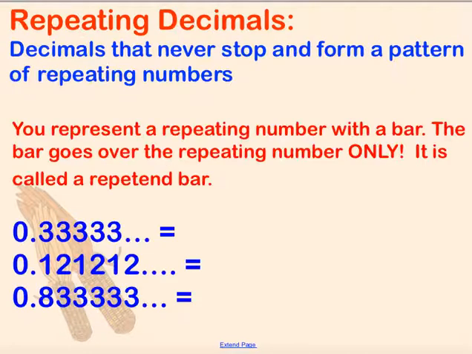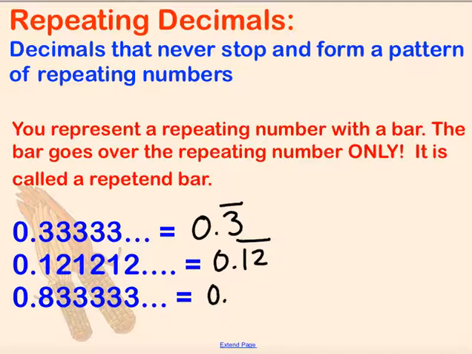Whereas repeating decimals, we would say these are decimals that never stop and form a pattern of repeating numbers. We represent them with a bar called a repetend, and it goes only over the ones that need repeating. So like if we have 0.333 forever, we would also write this as 0.3 with a bar over the 3, showing that it goes on forever with that 3. Or 0.121212, we'd say 0.12 with a bar over both the 1 and 2, because those alternate and repeat.